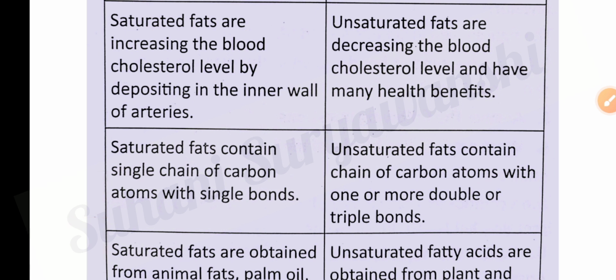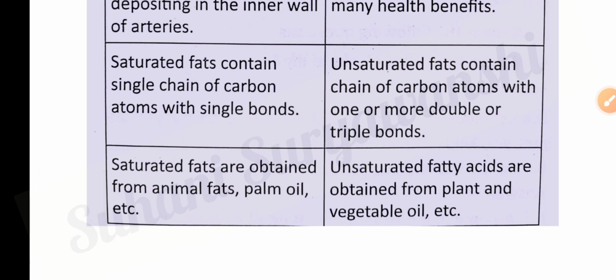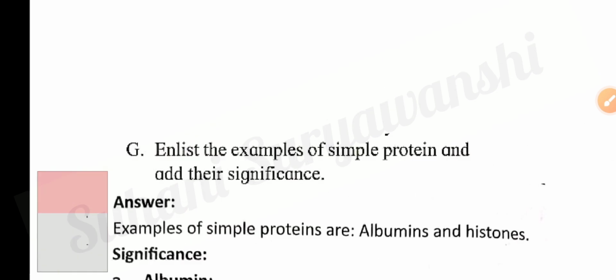Next, saturated fats contain single chain of carbon atoms with single bonds. Unsaturated fats contain chain of carbon atoms with one or more double or triple bonds. Saturated fats are obtained from animal fats, palm oil, etc. Unsaturated fats are obtained from plant and vegetable oils, etc.